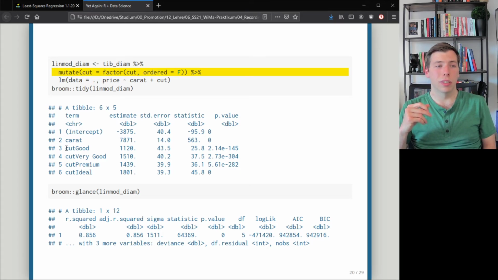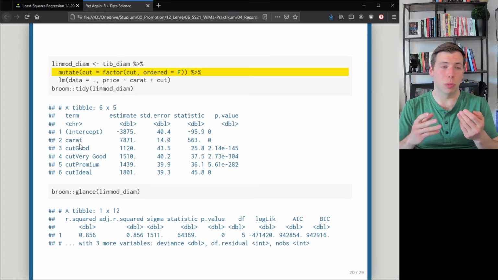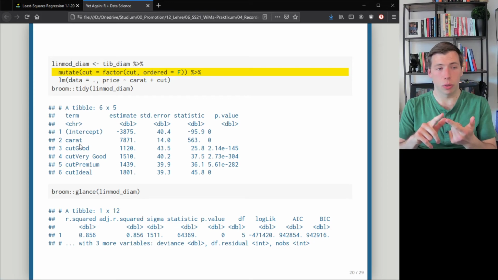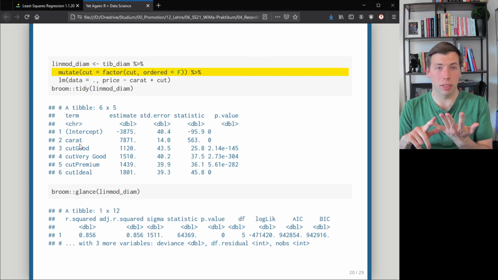And the solution to that is to know what this means. So I'm telling you, the idea behind this is that we actually transform our cut categorical variable into dummy variables that are either 0 or 1. So 1 meaning it is of that category, and 0 meaning it is not of that category. So it can be either fair, good, very good, premium, or ideal.